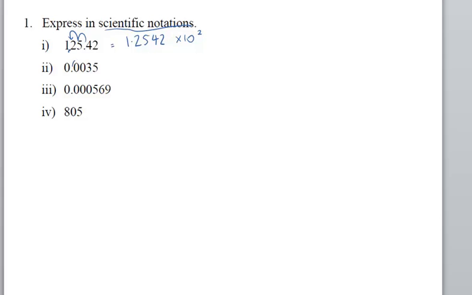For our next one, we're going to jump once, twice, 3 times here. So 3.5 times 10, and see we were going towards the left and it's positive. Here we're moving towards the right and we're having a negative power of 3. For our next question, we jump once, twice, 3 times, 4 times. So we have 5.69 times 10 to the power negative 4. Negative is less than 0 and positive is greater than 0. Here we're jumping once, twice, 8.05 times 10 to the power of 2.